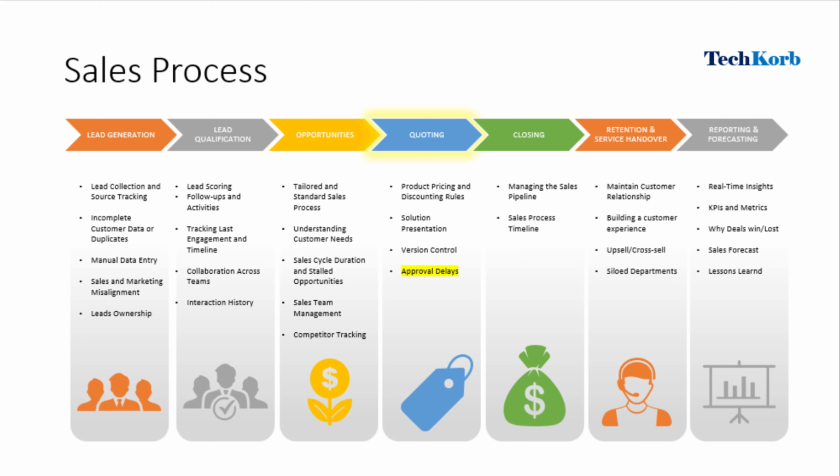Approval delays. If you don't have the right delegation escalation matrix, you will end up definitely losing the deal. So we have made it through the whole sales process. Now it's time to close the deal. This is where all previous activities succeed or just fail.